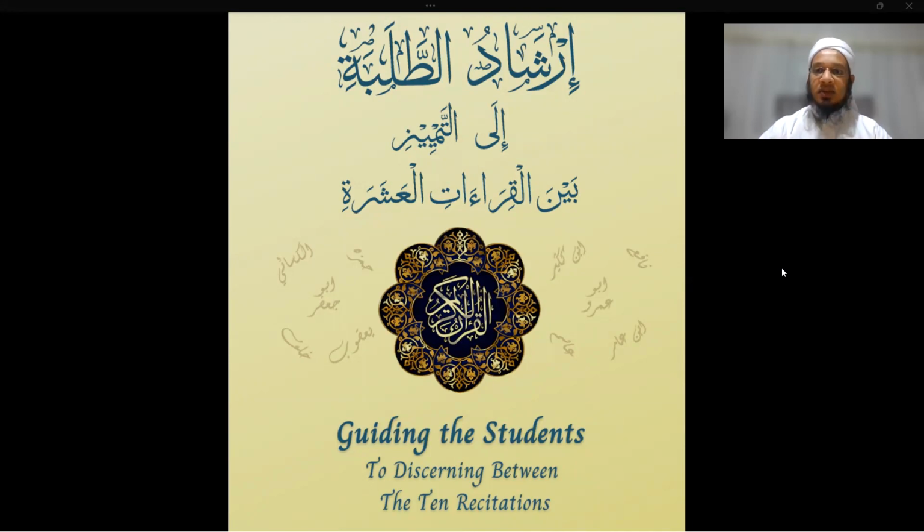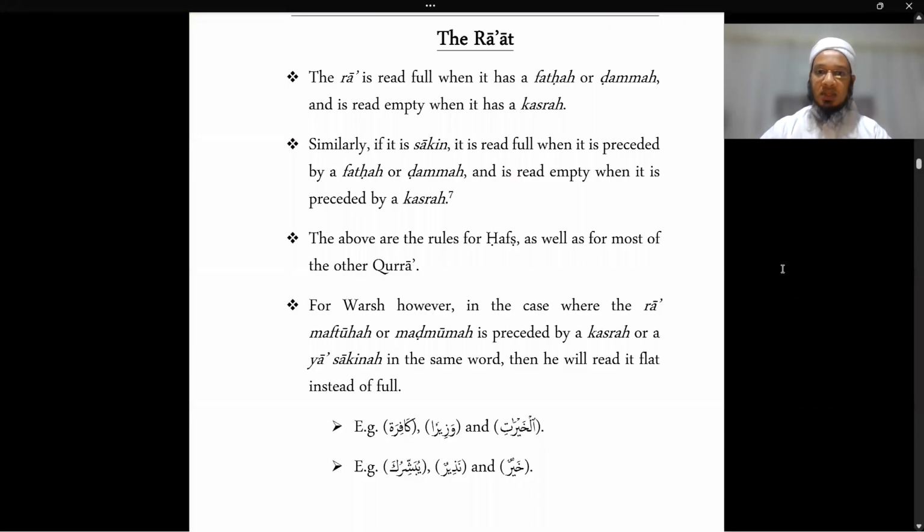This is lesson 5 on the course إرشاد الطلبة إلى التمييز بين القراءات العشرة. We are learning to discern between the 10 قراءات. In the previous lesson we looked at Mad Lean, we also looked at Mad Badal, which was applied for Warsh. Today we're looking at the rules of Ra'at, the rules regarding the letter Ra.